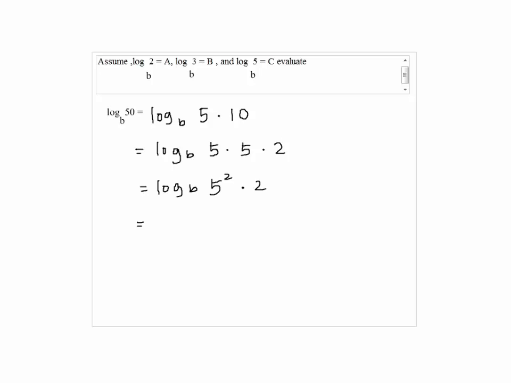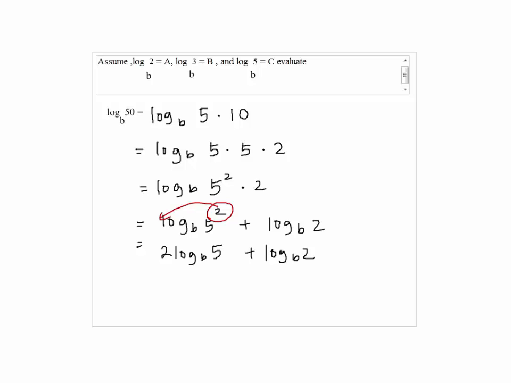Assume log base b of 2 equals a, log base b of 3 equals b, and log base b of 5 equals c. Evaluate log base b of 50. Notice that log base b of 50 could be written as log base b of 5 times 10, which is the same as 5 times 5 times 2, which is also the same as 5 squared times 2.